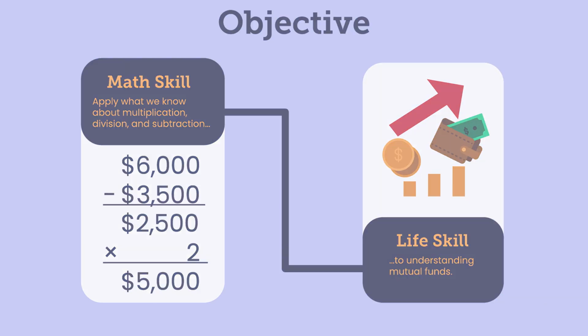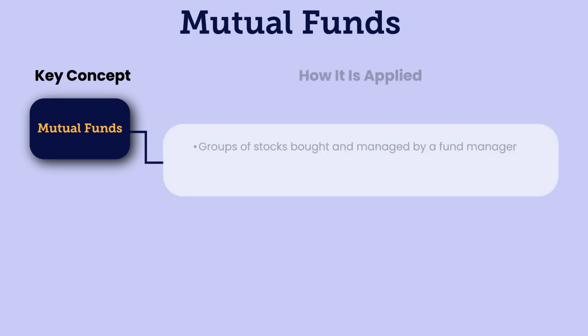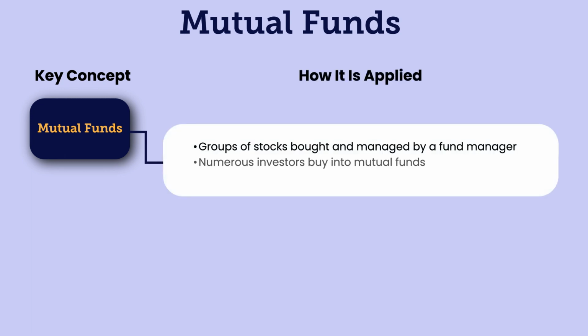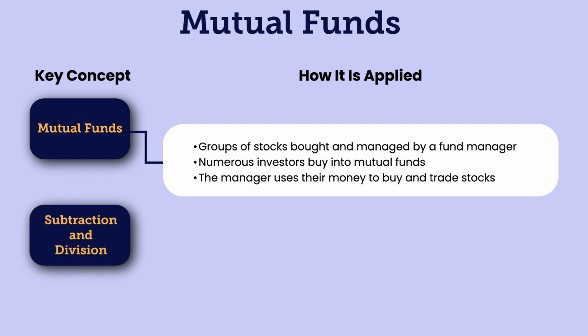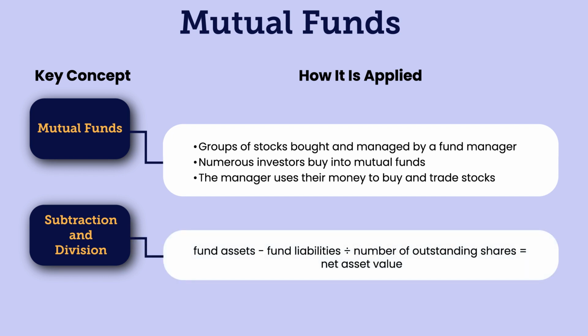So the goal of this lesson was to apply what we know about multiplication, division, and subtraction to understanding mutual funds. Mutual funds are groups of stocks bought and managed by a fund manager. Numerous investors buy into mutual funds, and the manager uses their money to buy and trade stocks. Subtraction and division can be used to calculate net asset value with the formula fund assets minus fund liabilities divided by number of outstanding shares is equal to the net asset value, or NAV.